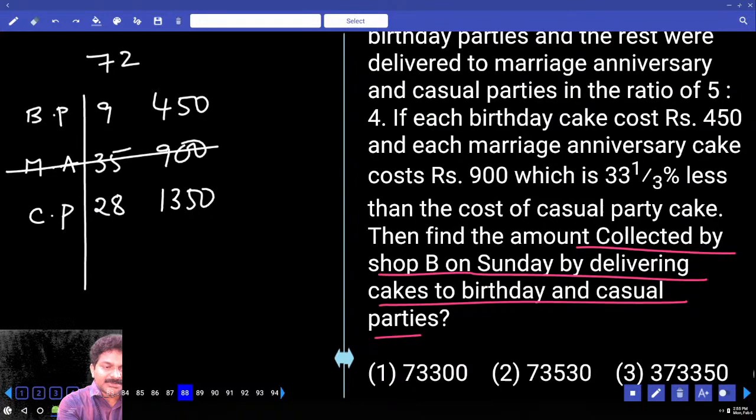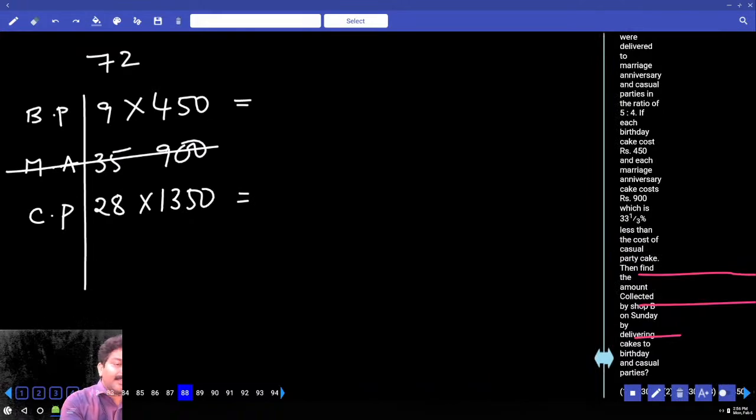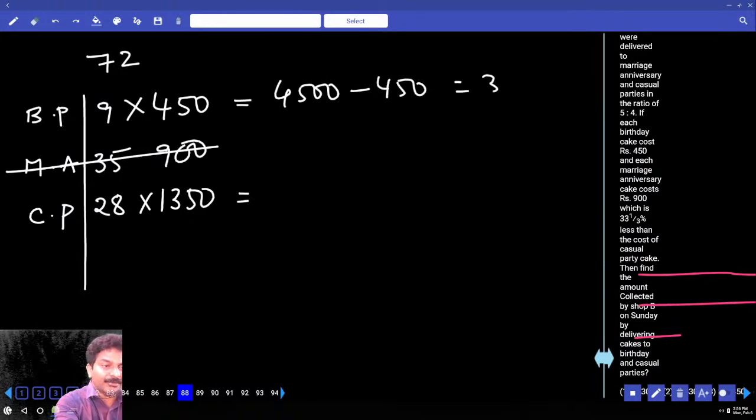Fine. So we have to multiply these values and then need to add. Is that okay? Take 500 times minus 50 times. Is that okay? 500 times 450 is 4500 minus 10 times 450. Answer 4050. Right. We have a 0. Don't worry about it. 135.